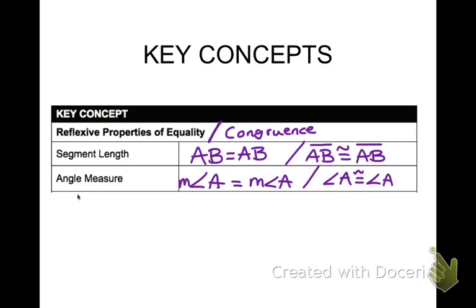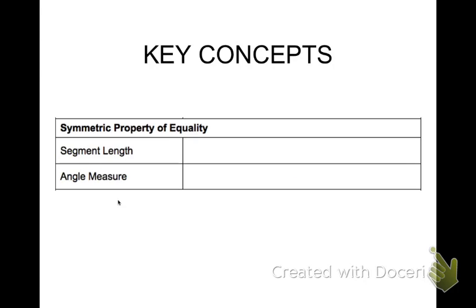The next one is your symmetric property. So symmetric property tells us that if we have something like AB is equal to CD, then CD is equal to AB.